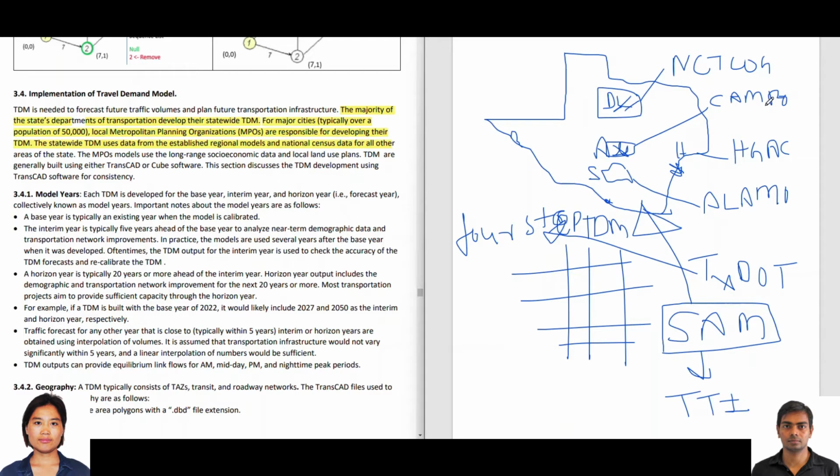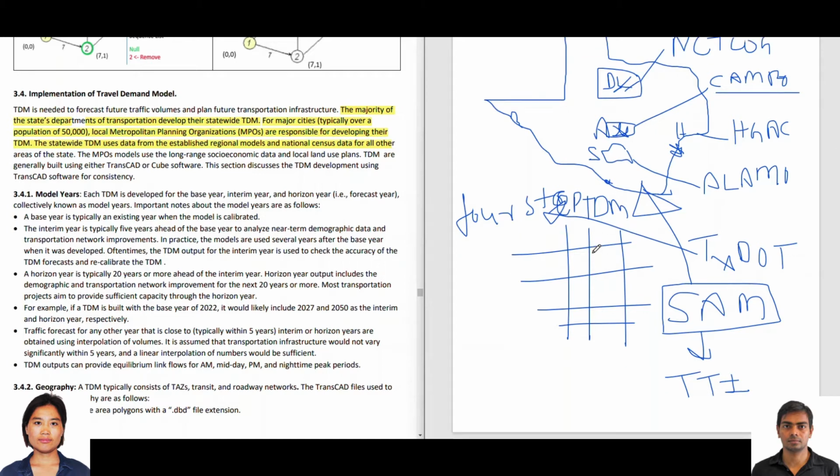So for Austin CAMPO, we use a four-step travel demand model, and for others we might be using activity-based travel demand models. So in my personal experience, if a city has a lot of transit and people go from, let's say, their houses to take a transit and then transfer somewhere, and when the trip is broken into multiple pieces using different modes of transportation or different routes, then activity-based travel demand modeling is used. But for most of the travel demand, we use the four-step travel demand model.